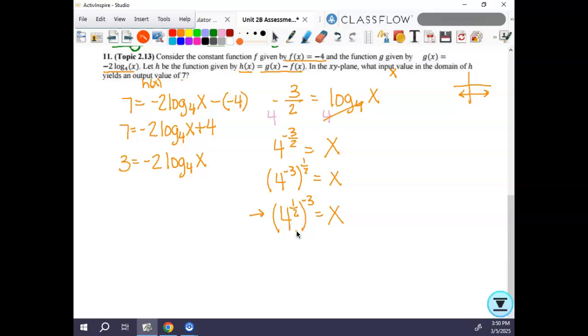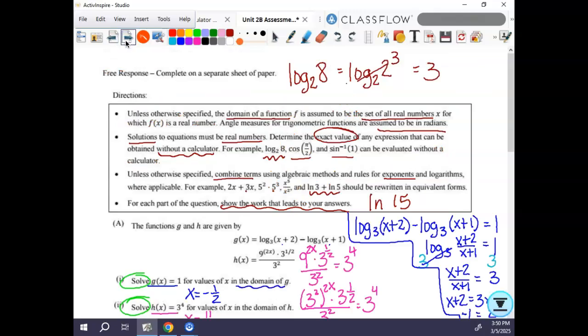This means the square root of 4. So I take the square root of 4 and I get 2. That now means that x is equal to 2 to the negative 3 power. 2 to the third power is 8. That negative gives me the reciprocal, so x is 1 over 8. And that's it. We're back to the beginning.